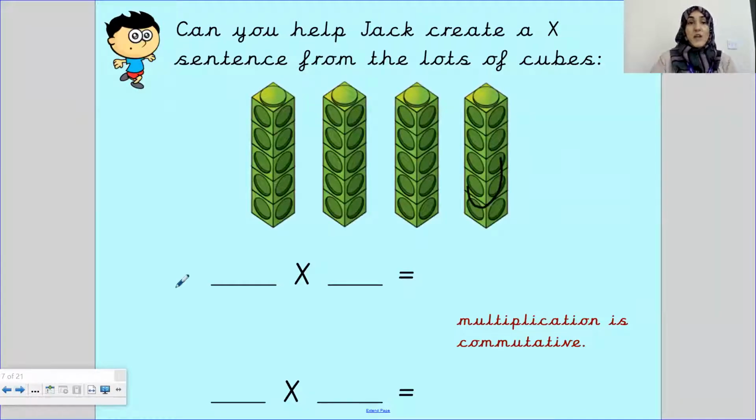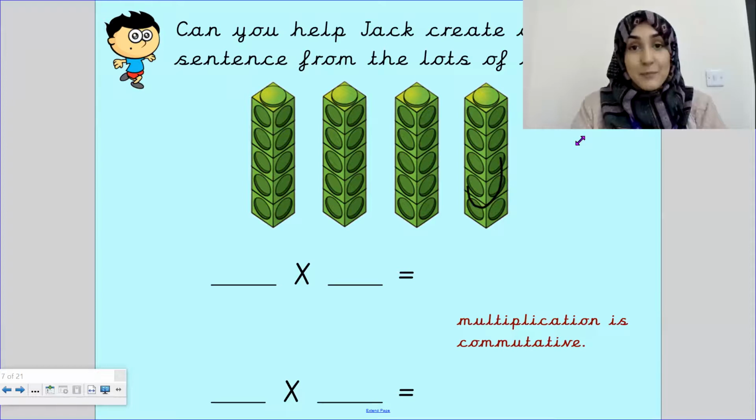Fantastic. Okay, here is Jack, and he is asking for some help. He would like to create 2 multiplication number sentences using these lots of cubes. Do you think we can help him? Oh, I'm 100% sure that we can help Jack.